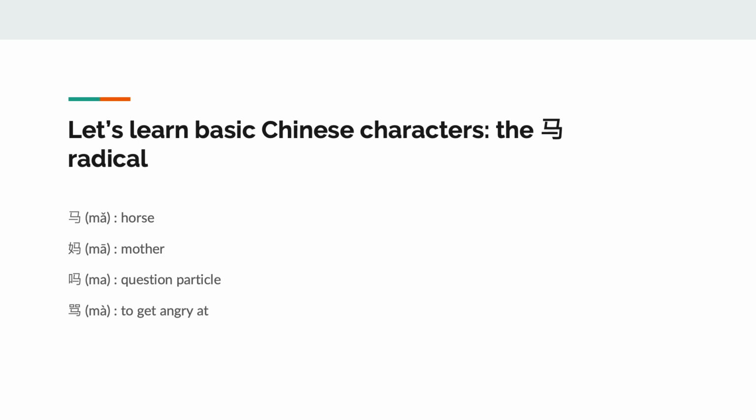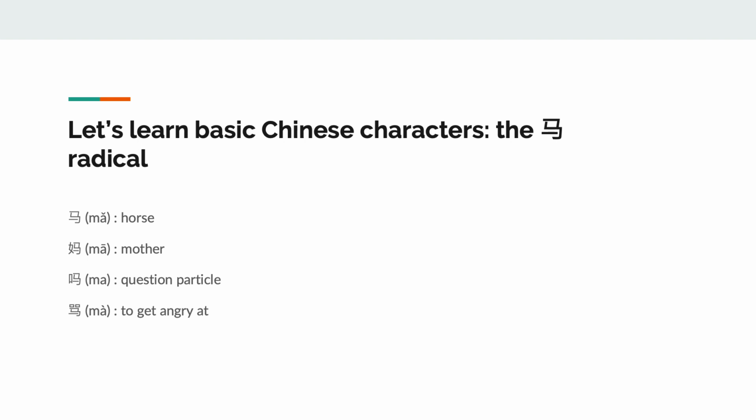Let's learn about the horse radical. The first character on our list is 马, or horse. The rest of the characters all contain this horse radical in the makeup of their characters. Ma means mother. Ma is the question particle. And ma means to get angry at. As you can see, they all contain the first character that means horse in them.